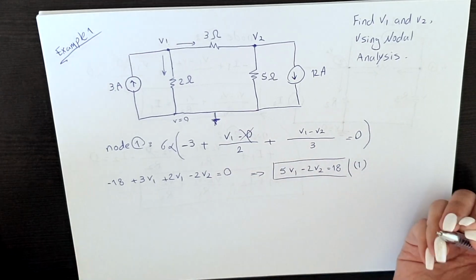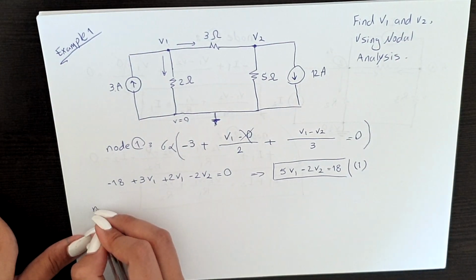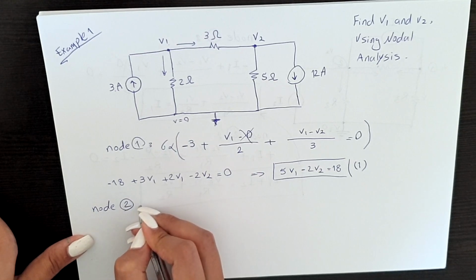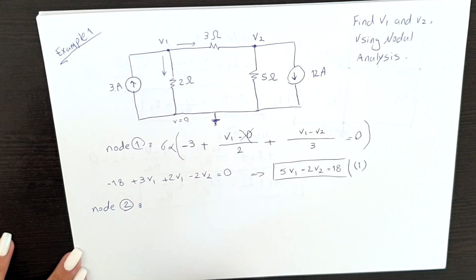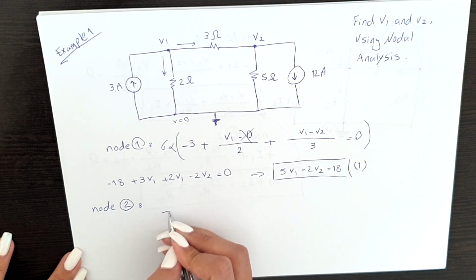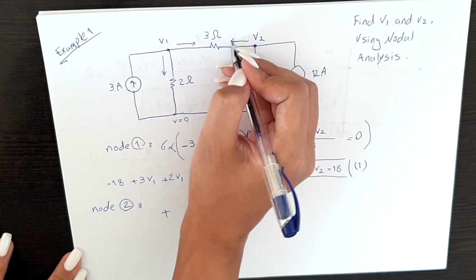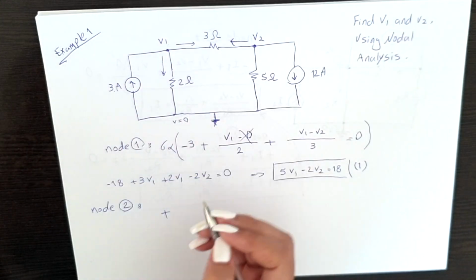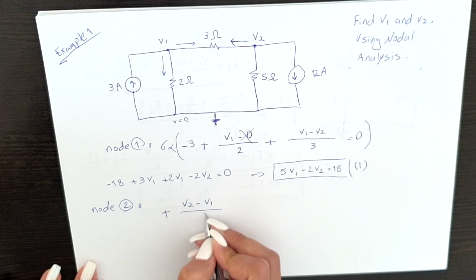That we're going to use to find our answer. The second one, we're going to write the equations for the second node. Here we have again 3 branches. First one, to make it easier to be able to put a plus in here, we say the direction of current is this side. And when the direction of current is to that side, we say V2 minus V1 over 3. So plus V2 minus V1 over 3.